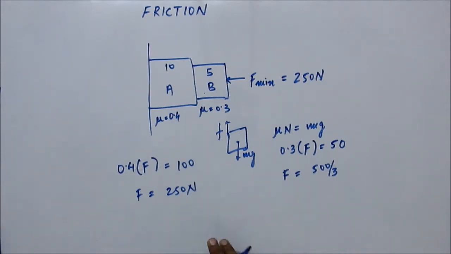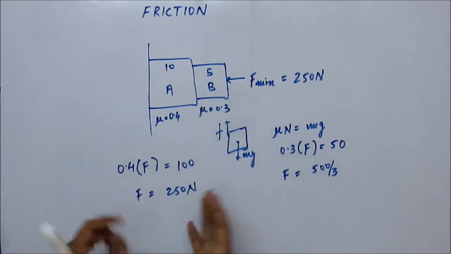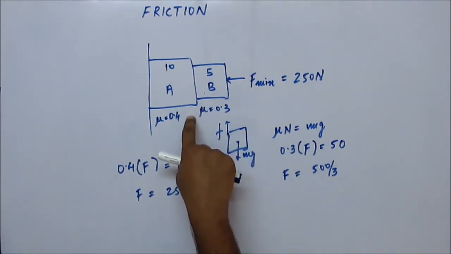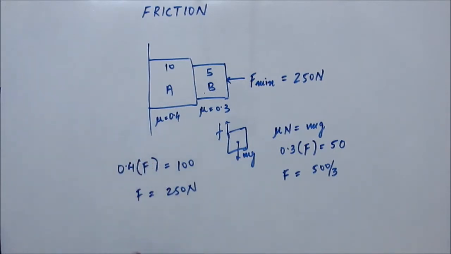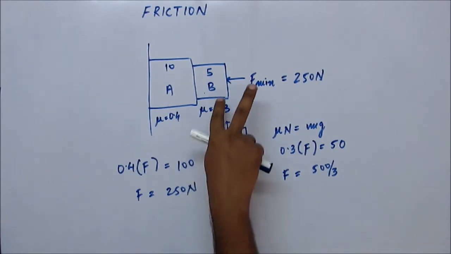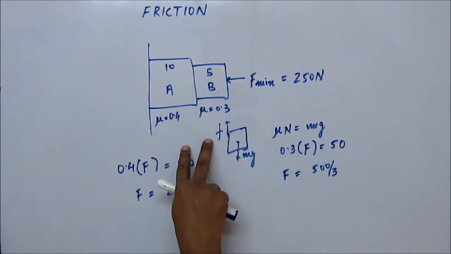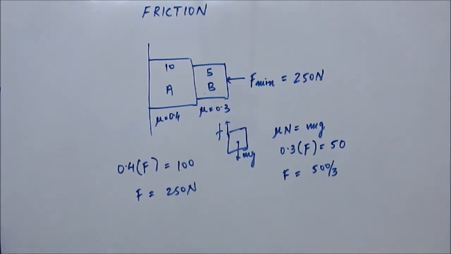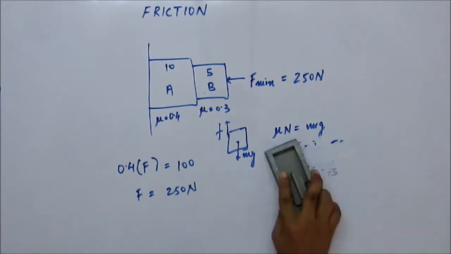Now if you apply a force below 500 by 3 Newton, then both of them will move relative to each other. B will move relative to A, and A will move relative to the wall. If you apply a force more than this and less than this, then B and A are going to come down together, but A is going to slip on the wall. And if you apply a force equal to or greater than this, then the whole system is going to remain stationary. So the answer would be the minimum amount of force required to keep the whole system stationary would be 250 Newton. Simple? Straightforward. Okay.